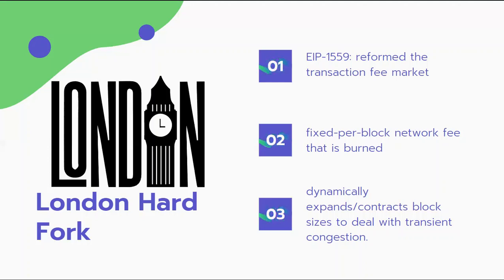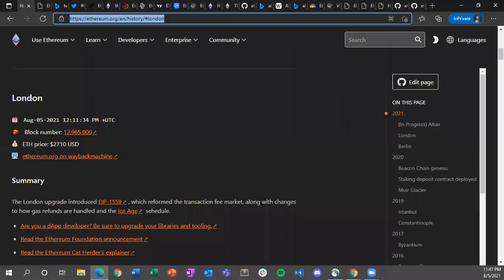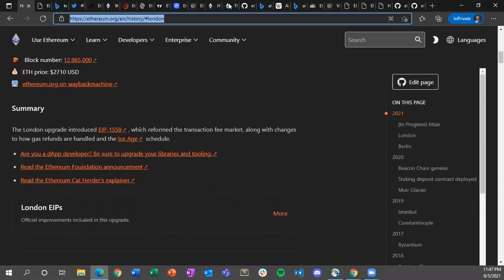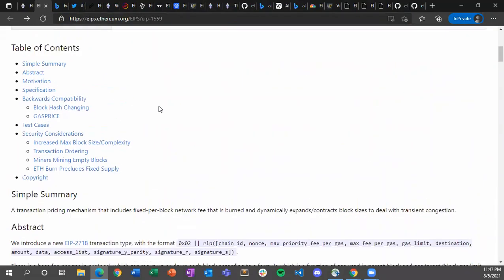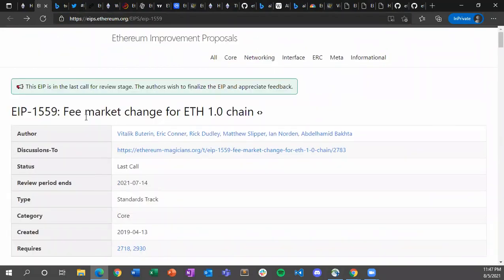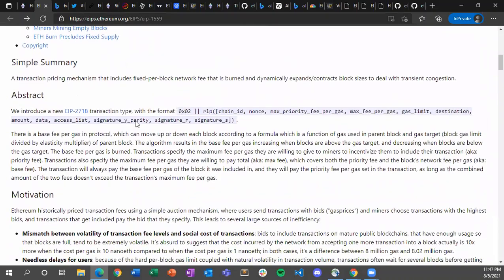account for dynamic fees. Now, if we go to their actual website here, ethereum.org, we see the London hard fork on August 5th, 2021, released 12:11 p.m. UTC time. Now, if we go to the actual summary here, 1559, fee market change for Ethereum 1.0 chain. We see here that it introduces a new transaction type with this particular format.